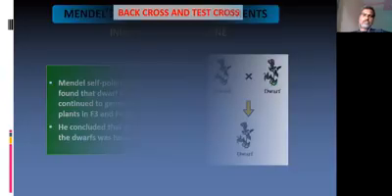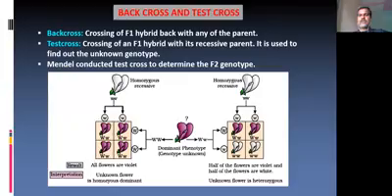And he checked it by back crossing. Back cross, or it is also called a test cross. Back cross is crossing of the F1 hybrid back with any of the parents, and whatever result we get is the back cross. A test cross is crossing of the F1 hybrid with its recessive parent. It is used to find out the unknown genotypic ratio.